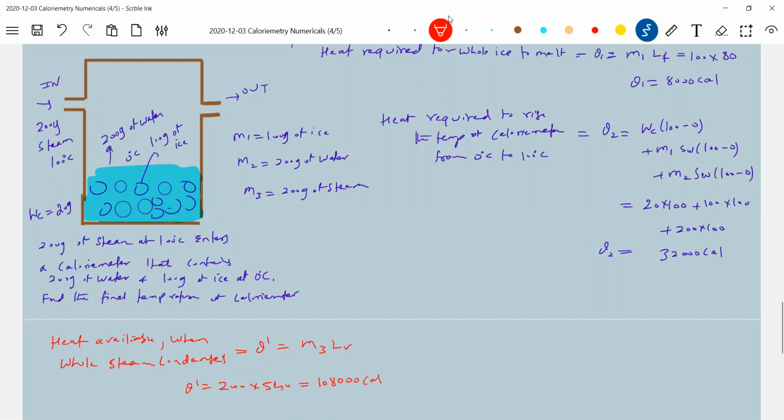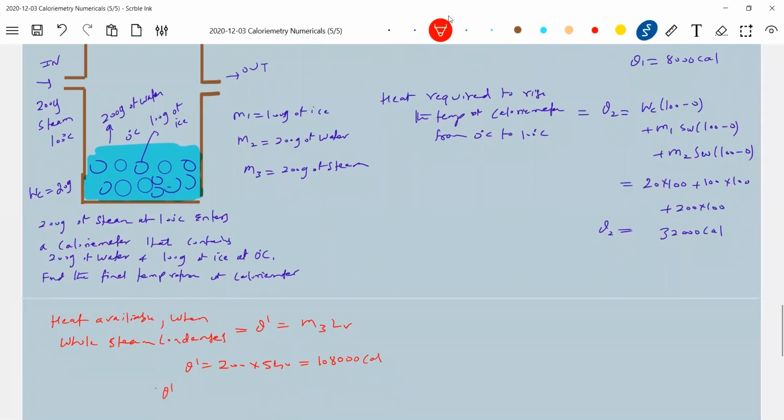But what we needed is 40,000 calories. Now look at this. What is Q dash? Is it greater than Q1 plus Q2 or less than Q1 plus Q2? One lakh 8,000 is greater than 40,000. So is all the steam going to condense? No, only a part of the steam has to condense here. In fact Q dash is greater than Q1 plus Q2, so a part of the steam only will condense.